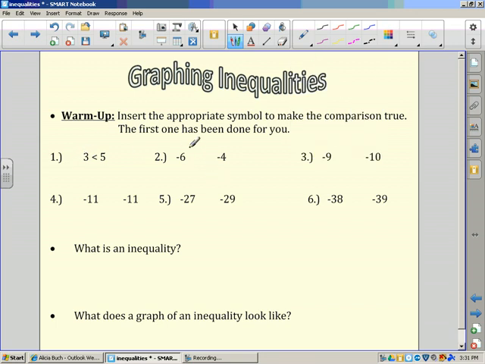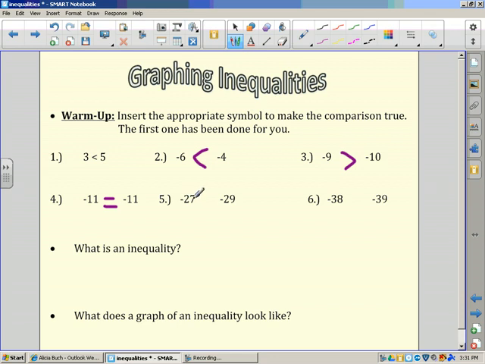Okay, that should be enough time for you. So let's see what you did here. So for number 2, negative 6 compared to negative 4. Negative 6 is actually less than negative 4 because it is further to the left on the number line. It is more negative. Number 3, negative 9 is greater than negative 10. It would actually be closer to 0 on the number line. Number 4 was rather interesting. Negative 11 equals negative 11.